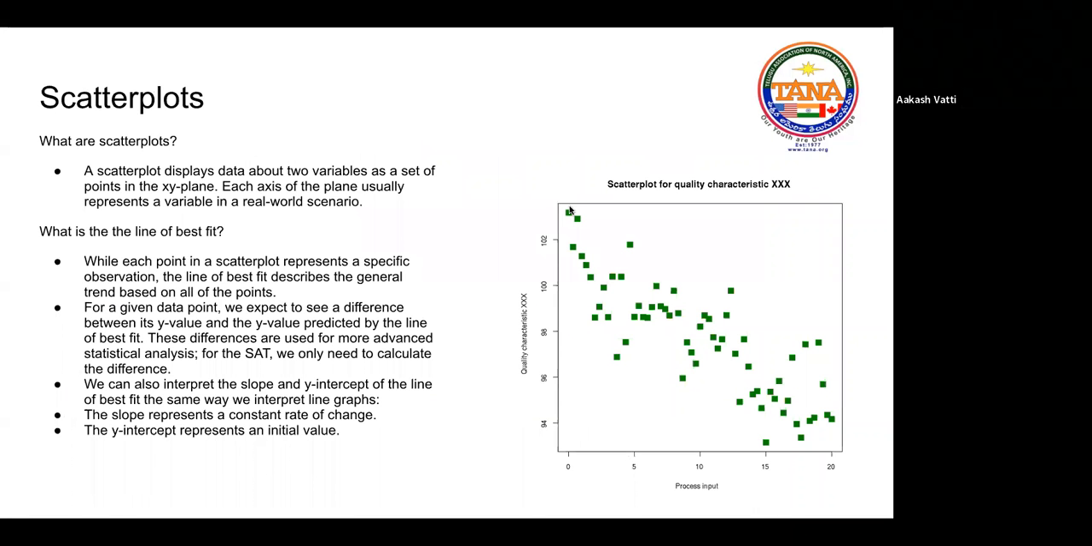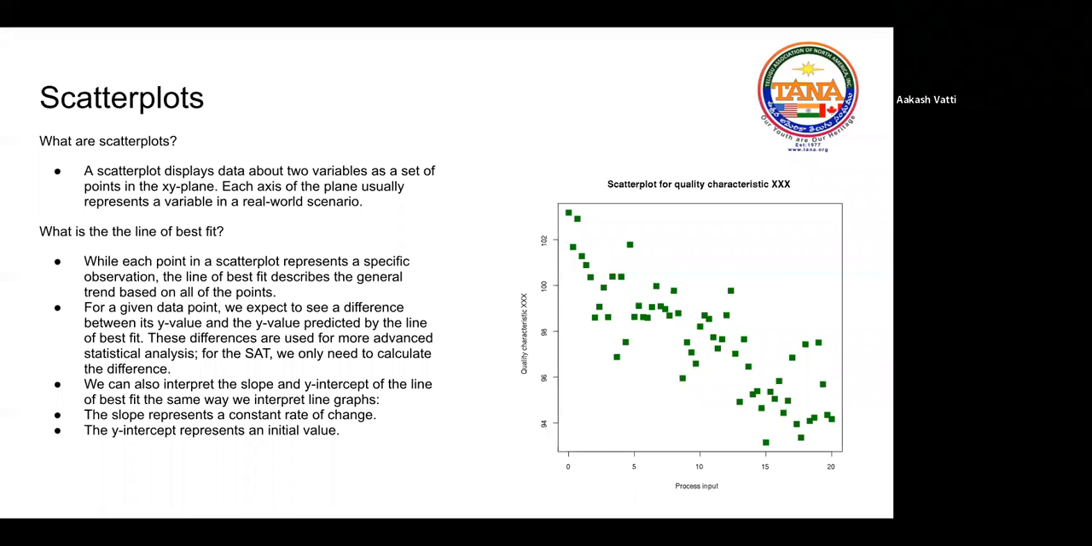So scatterplots. What are scatterplots? A scatterplot displays data about two variables as a set of points in the XY plane. Each axis of the plane usually represents a variable in a real-world scenario. So this could be time versus distance for a car traveling somewhere, or time versus depth in water when you're diving into the ocean. Scatterplots are a relationship between two different variables at certain points, I guess. It doesn't really even need to be time. It could be other stuff.